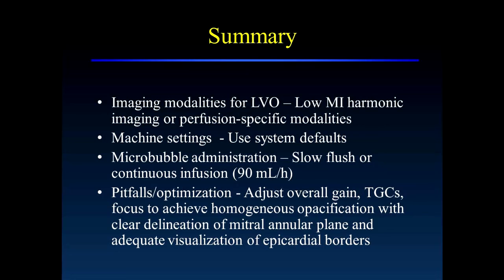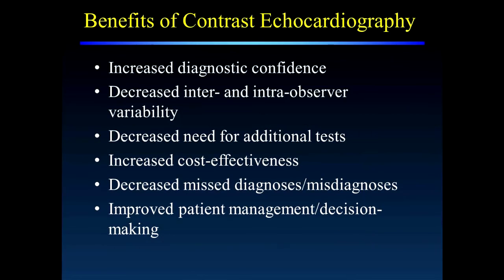If the tissue is too bright, you may need to adjust overall gain or TGCs. Sometimes the focus has to be adjusted to achieve homogeneous opacification within the left ventricular cavity, and you always want there to be clear delineation of the mitral annular plane and also to see both the endocardial as well as the epicardial border so that wall thickening can be assessed.